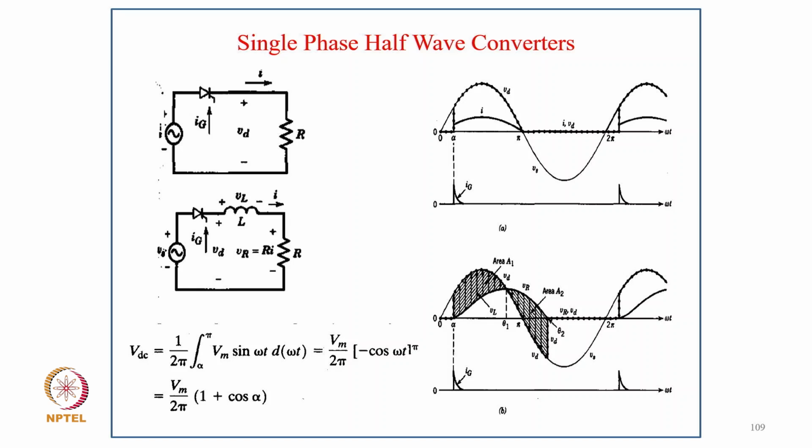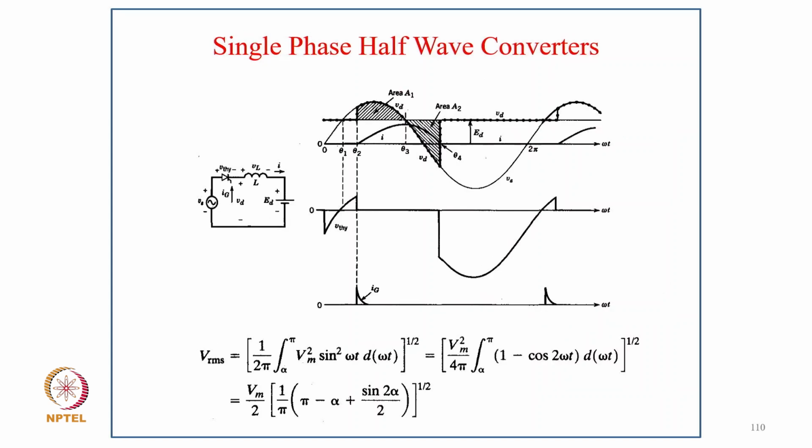So VDC here is 1 upon 2 pi alpha to pi Vm sin omega t, that comes Vm upon 2 pi in bracket minus cos omega t to power, and that becomes Vm upon 2 pi (1 plus cos alpha). And with the battery load with the series inductor, how the waveforms are there, and current and typically the voltage across the thyristor.